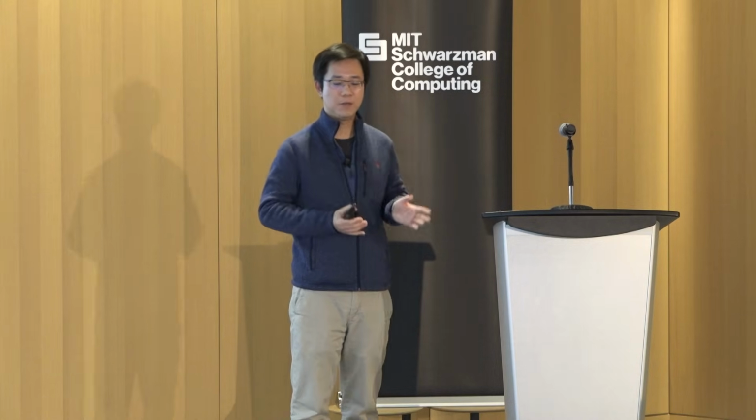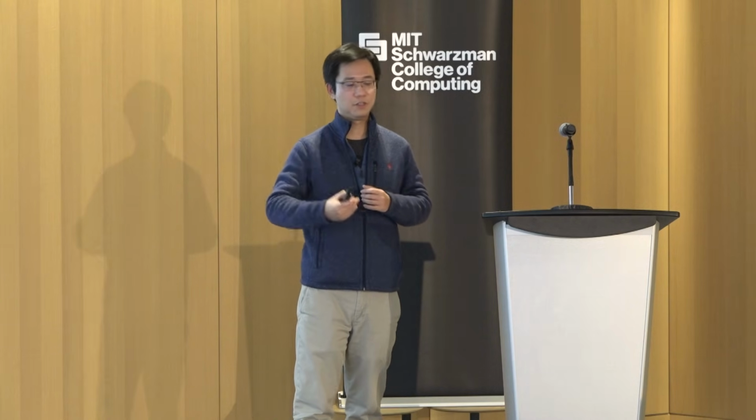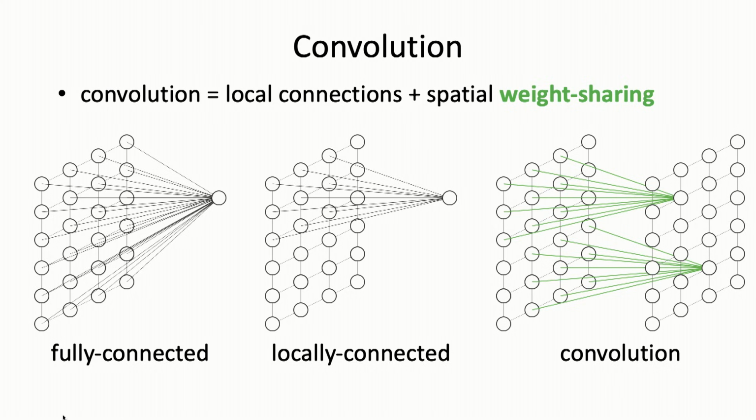So let's zoom out a little bit. Again, the convolutional layer is local connections plus weight sharing. And we are going to see that these two concepts, local connection and weight sharing, are everywhere in neural network design.